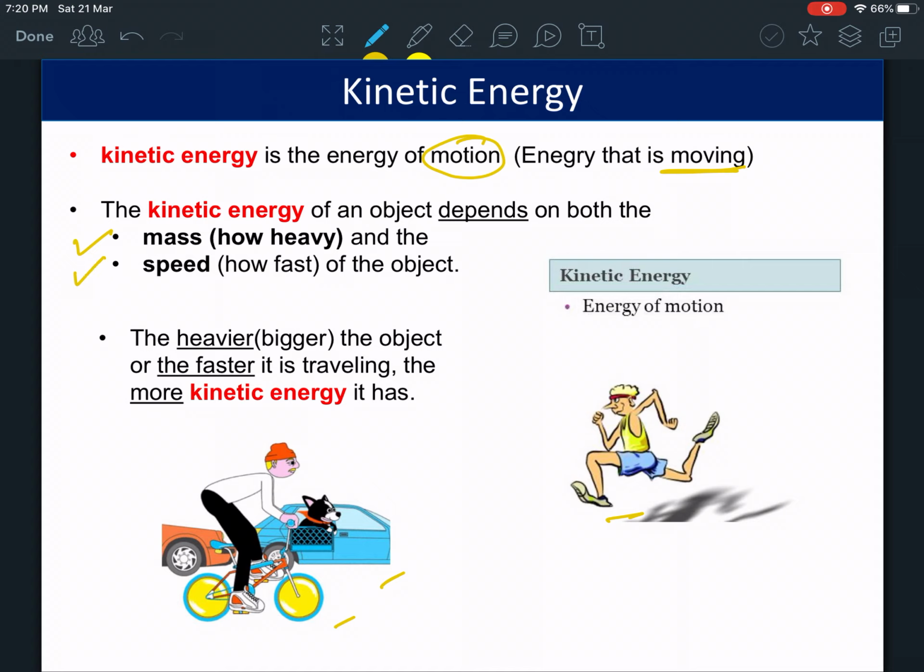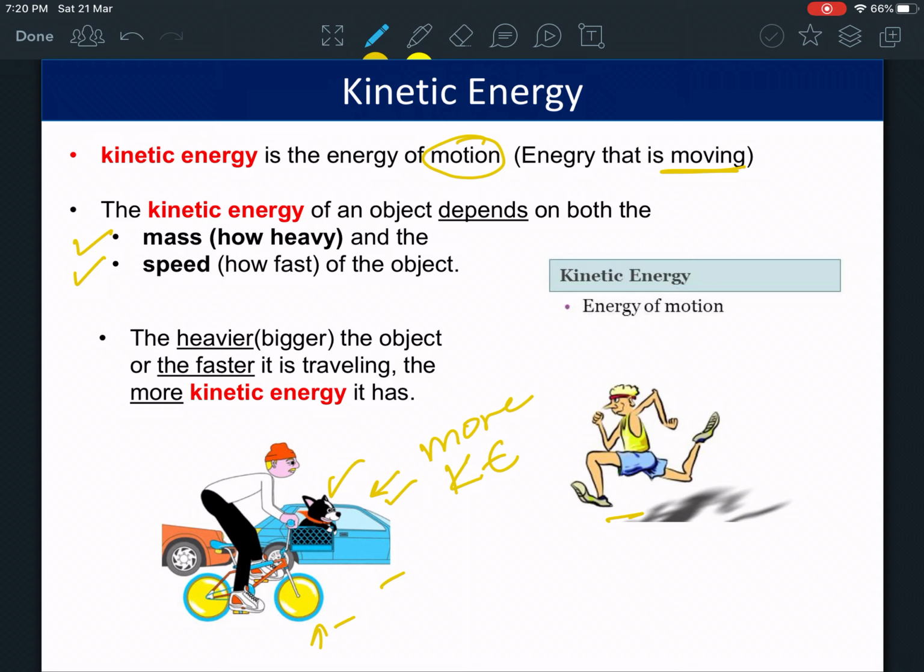Okay, for example here, let's look at the car and the bicycle. Which one of these is heavier? Yes, the car. The car is heavier than the bicycle. So the car would have more kinetic energy. Another question. There's this bike and this car again. Which one is moving faster? You guessed it, yes, the car. So the car also has more kinetic energy.